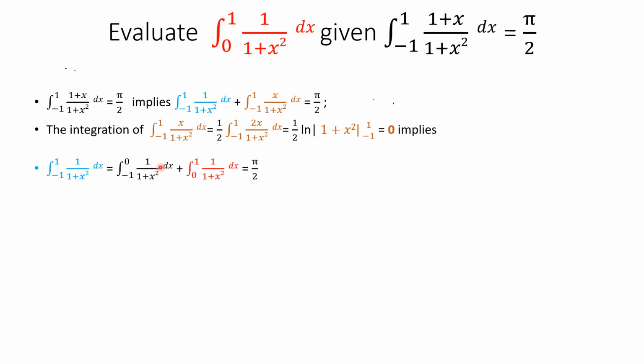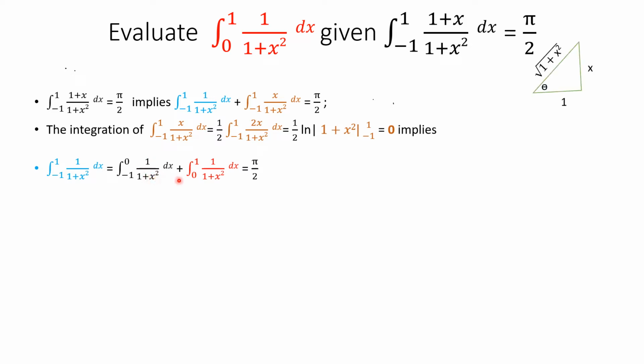So we have to figure out the value for the black one. We can see that we have 1 plus x squared in the denominator, and that implies that maybe we should make some changes over here. So instead of integration of an algebraic function, let us make it integration of a trigonometric function.